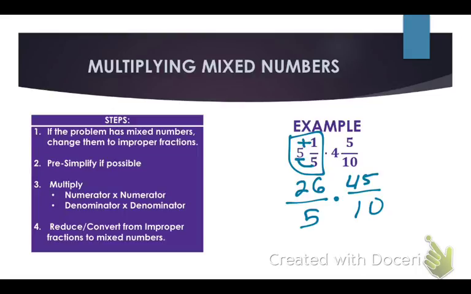So if you watched the last video, you know what pre-simplifying means. Remember, the rule is 1 numerator, 1 denominator. You need to pre-simplify if possible. Well, right away when I look at this, I know that I can do 5 and 45. 5 goes into 5 1 time, 5 goes into 45 9 times.